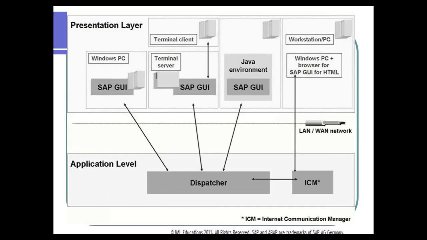So here you can see the presentation layer. We have different types of GUI. We have GUI for Windows. We have the terminal server. We have the Java environment, and here we have the web GUI, right?